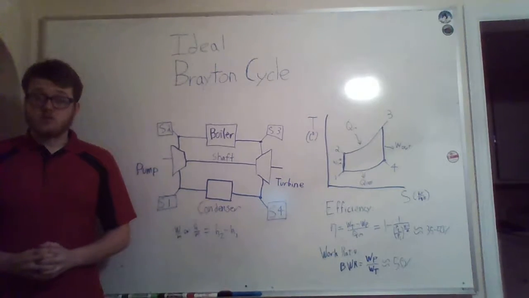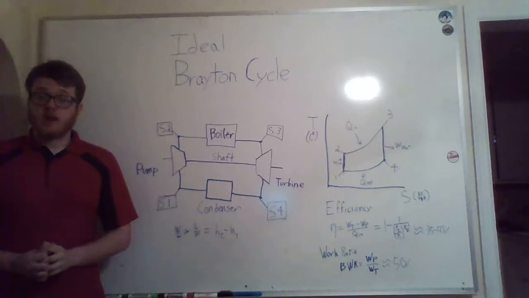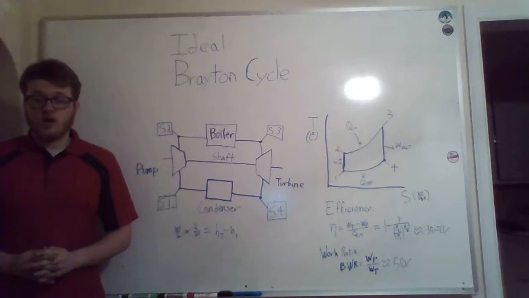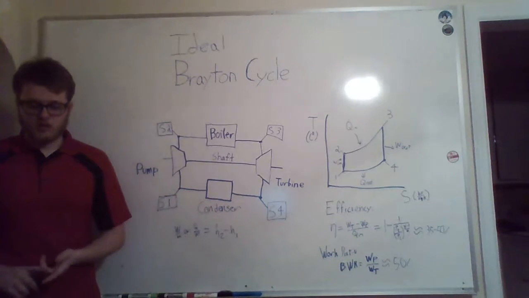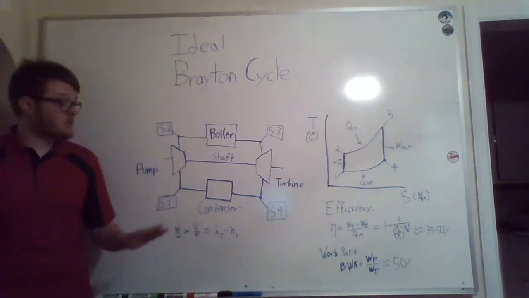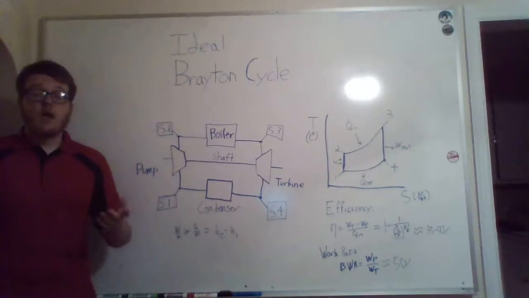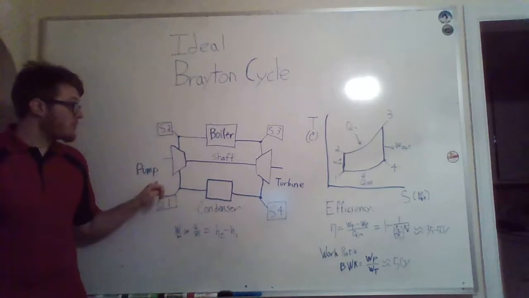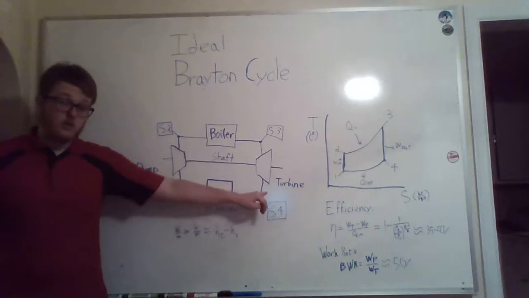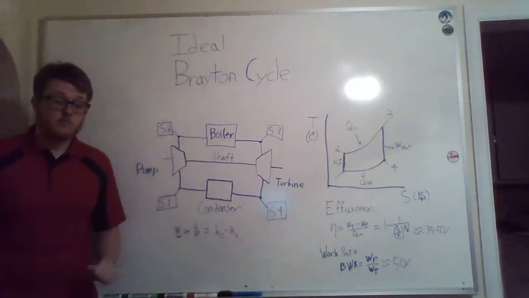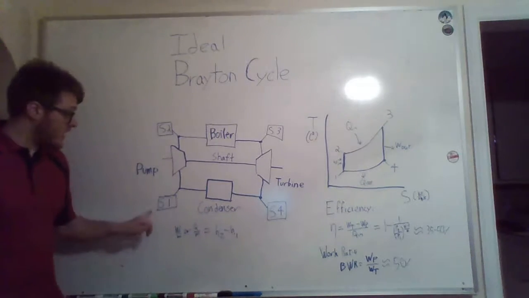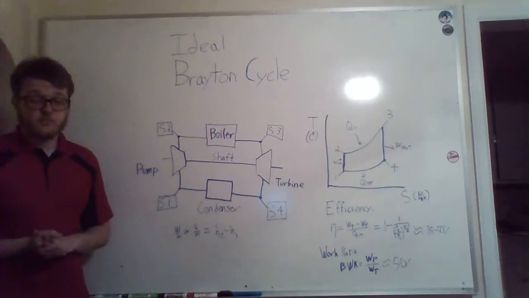The Brayton cycle was originally developed by George Brayton back in the late 1800s. It is a thermodynamic work cycle that usually involves a working fluid of either air or water. In this instance, we're going to be assuming it's water, and four components: a pump, a boiler, a turbine, and a condenser. So we'll start here at state 1, which is just liquid water.